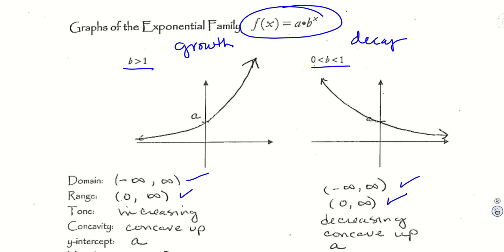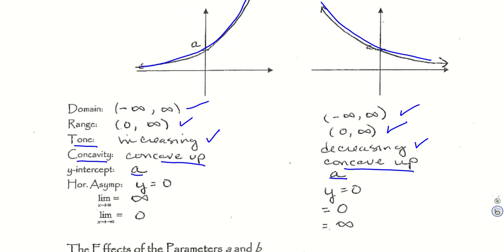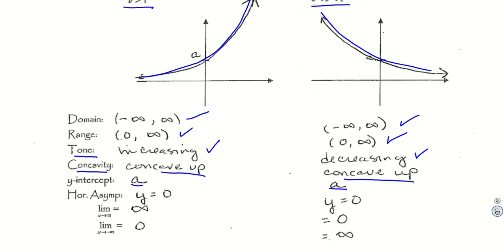Right? In a growth function where b is greater than 1, its tone, how it behaves, is increasing, whereas the decay function is decreasing. Right? Both are curves that would be part of a bowl. They're curving upwards, so we say that their concavity is concave up in both cases. Both have a y-intercept of a, which is the coefficient of the power in the equation, the initial value of the function. Both have horizontal asymptotes at y equals 0.